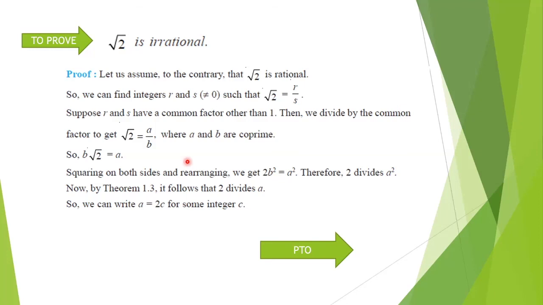Are we done? Shall we move to the next slide? Yes, ma'am. Now, children, one more thing. By theorem 1.3, you will not write 1.3, because in our textbook it is 1.3, but in some other textbook it is 2.3. So instead of writing the theorem number, here you will write by fundamental theorem of arithmetic.